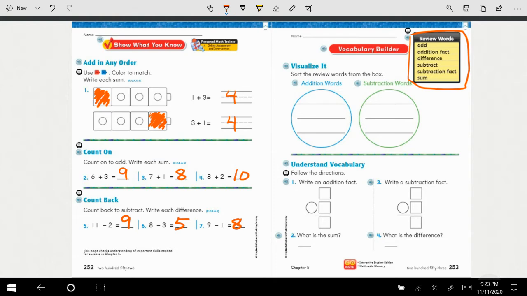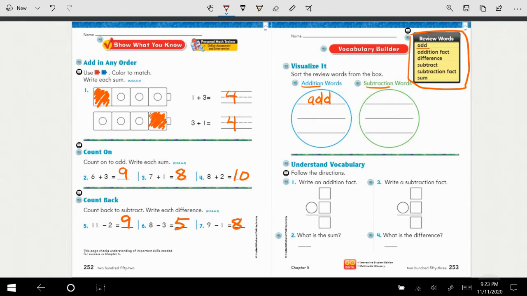So we're going to look at each of these words and decide, is it an addition word or a subtraction word? So let's look at the first one. What does the first one say? Add. Okay, where does that belong? It's definitely an addition word, right? Because it says add. So I'm going to write add on that first line.